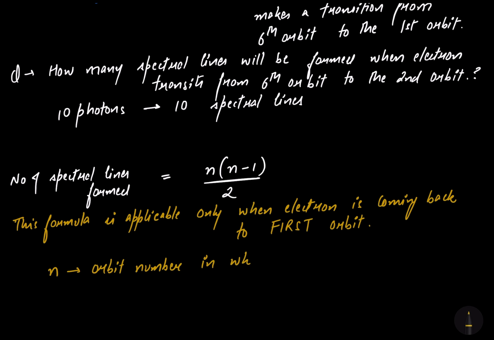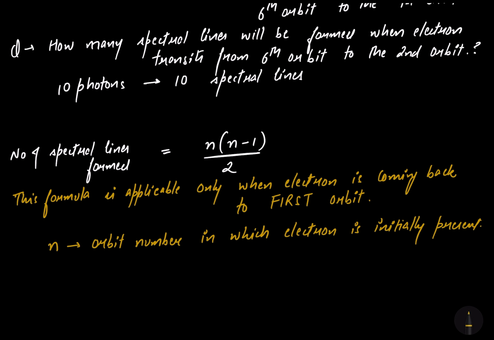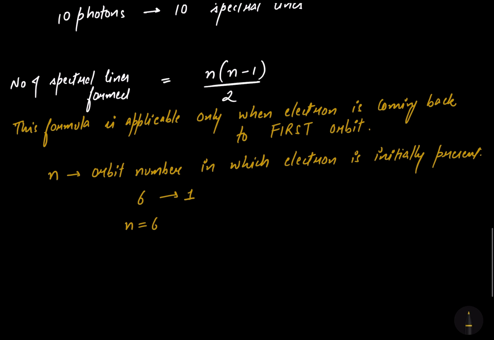in which the electron is initially present. Now the electron is initially present in the sixth orbit. When the electron is coming from sixth orbit to first orbit, you can apply this formula. And again I'm saying this formula is applicable only when the electron is coming back to the first orbit. Only then you will apply this formula. Now when the electron is making transition from sixth orbit to first orbit, you got your n to be 6. Now substitute this value in the formula.